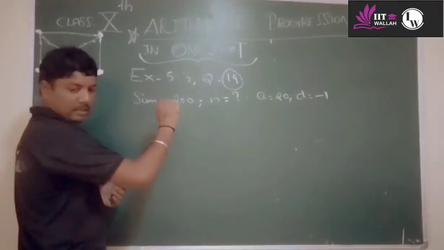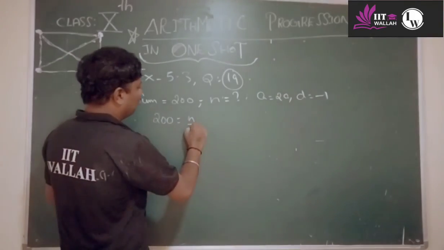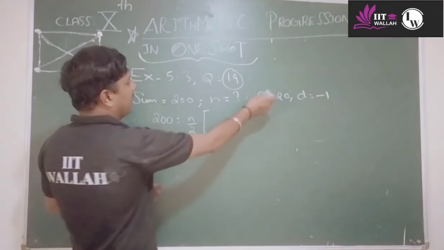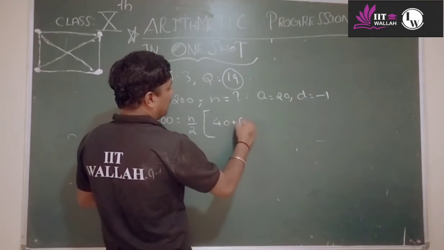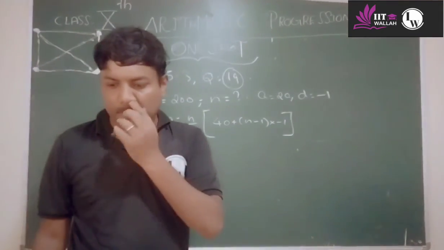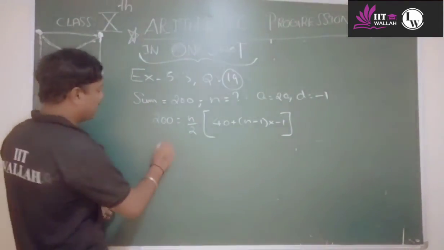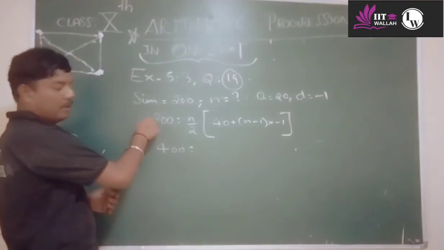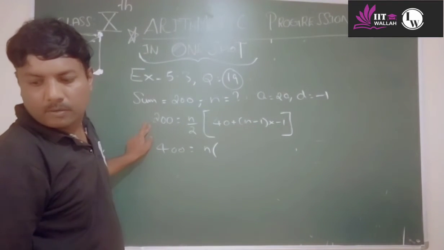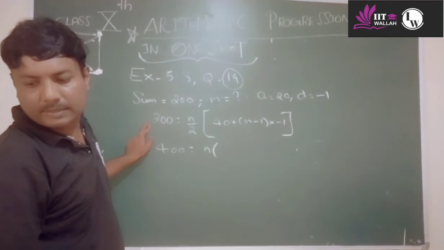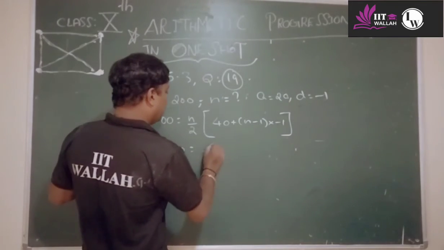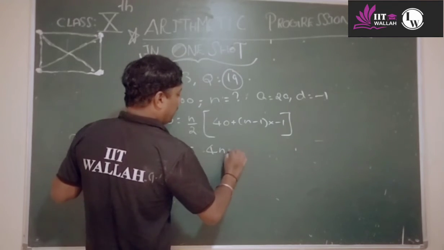So for the total we can use the Sn formula. Sn is equal to n by 2 into 2a plus n minus 1 into d. a is 20, so 2a plus n minus 1 into minus 1. If you solve that, it will become 400 is equal to, cross multiplying the 2, n into 40 minus n plus n square, no, 40n minus n square plus n. So 41n minus n square will come.